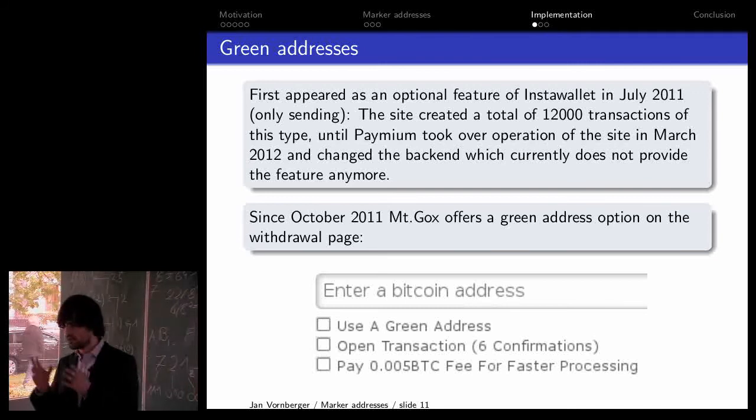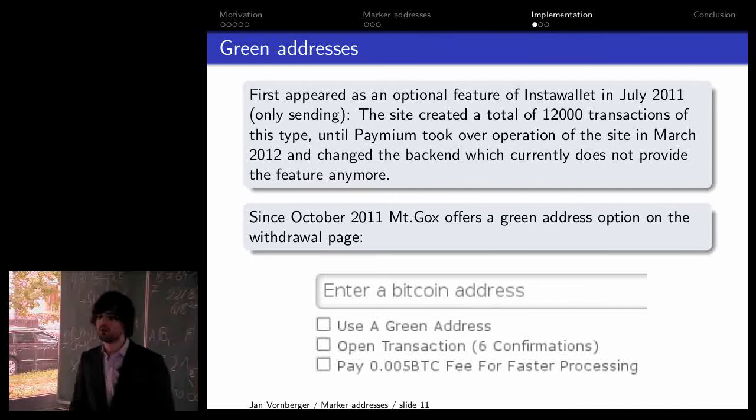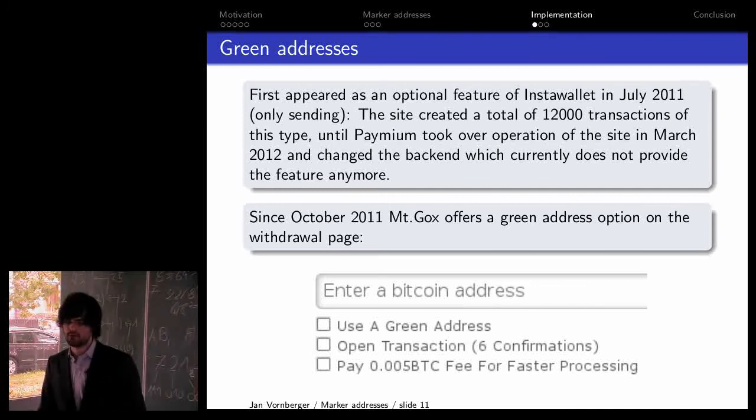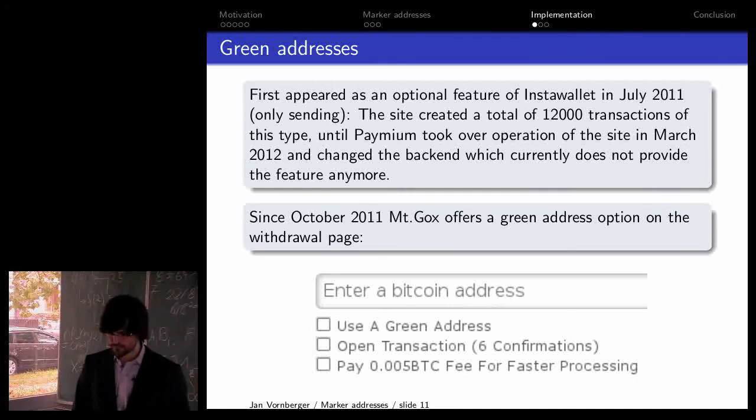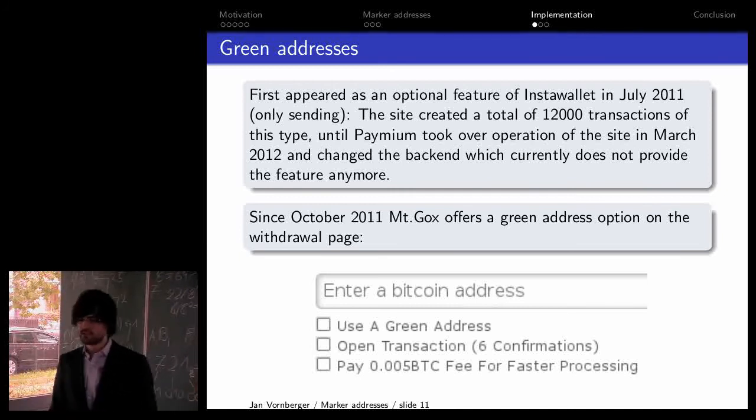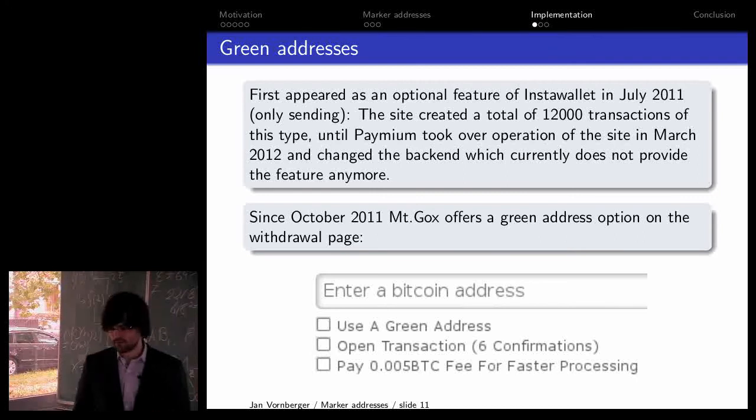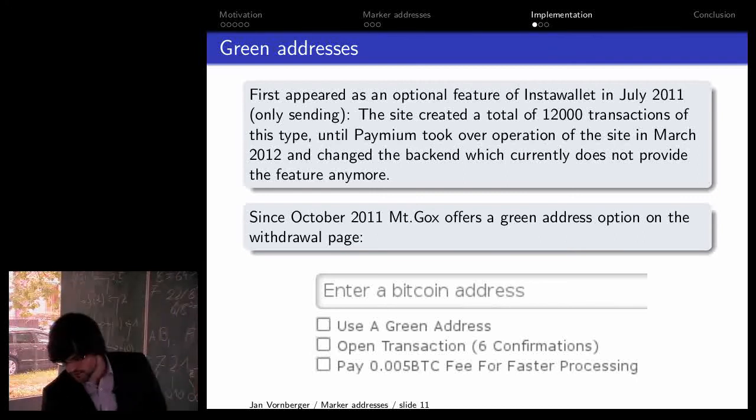So you can look at the transaction and know this was sent by Mt. Gox. And then, for example, you can say, hey, I'm going to accept this transaction right away because I know Mt. Gox is an honest business and they won't do any double spending on me. So that was last year. At that point, I was still calling this green addresses. And then when I became aware of this workshop here, I decided that would be a good opportunity to write this paper and summarize the ideas around it. And for the paper, I called this marker addresses.